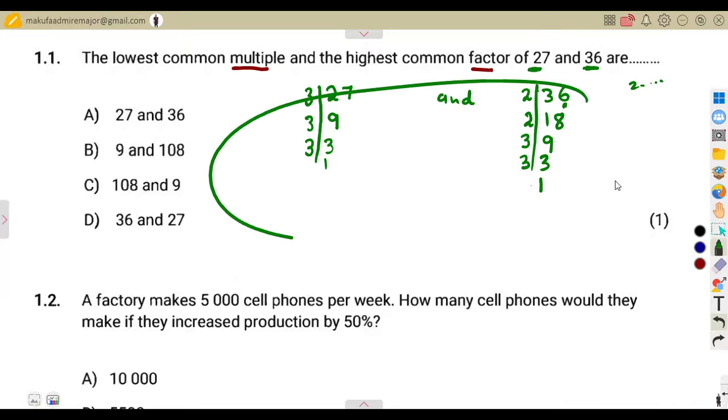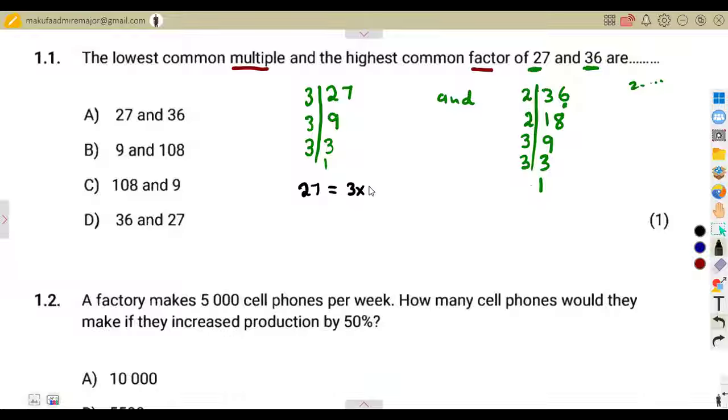So these are your factors. Remember that you can write these numbers as 27 is equal to 3 times 3 times 3, or you can just write it as 3 to the exponent of 3. The same thing with 36: you can write 36 as 2 times 2 times 3 times 3. So let's start with the first one, the lowest common multiple, which is the LCM.